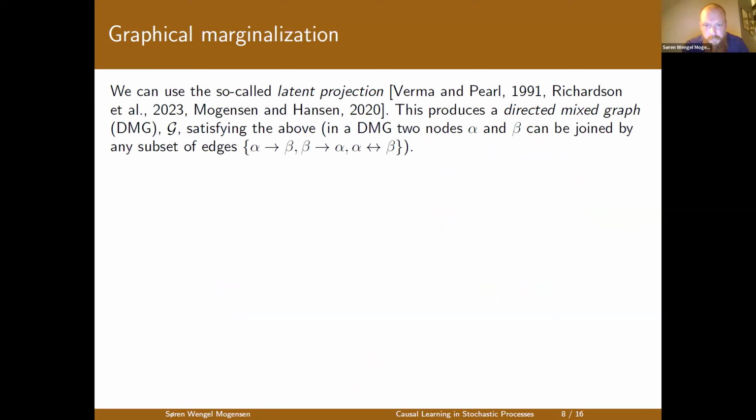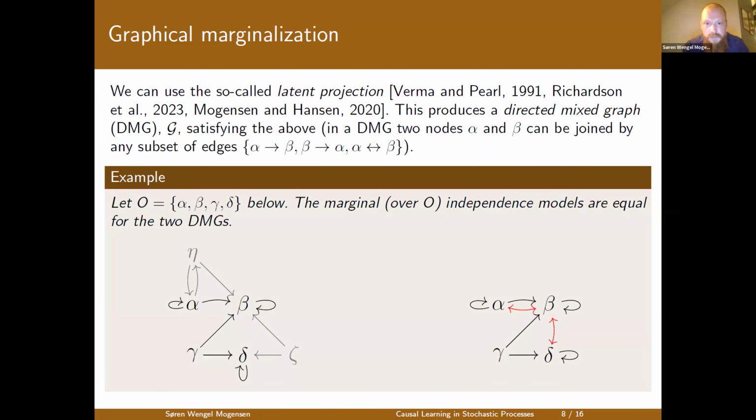And this gives us a slightly larger class of graphs known as directed mixed graphs. And instead of defining this latent projection, I'll just show you an example. So we had this graph on the left before, but two nodes are unobserved. And using this latent projection, I get the graph on the right. And you can see, as we saw in Elina's talk, that they act as confounders, right? And those are represented by these bidirected edges.